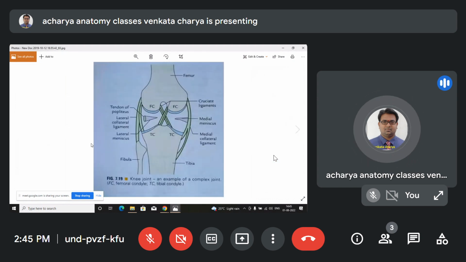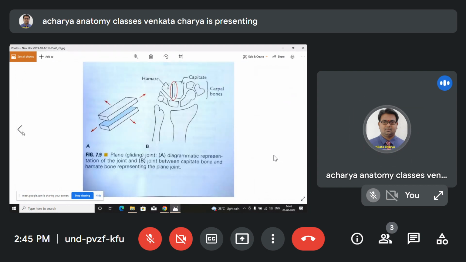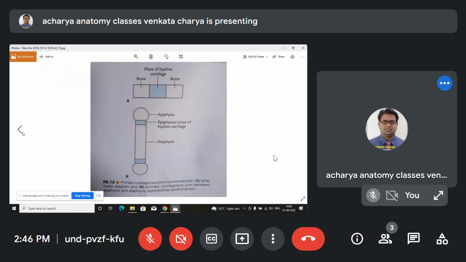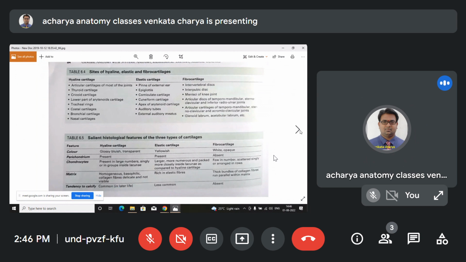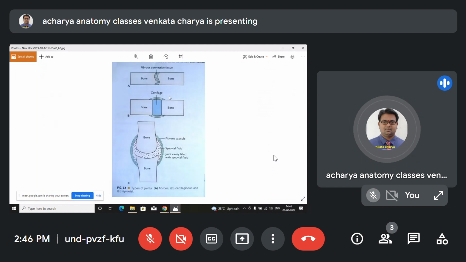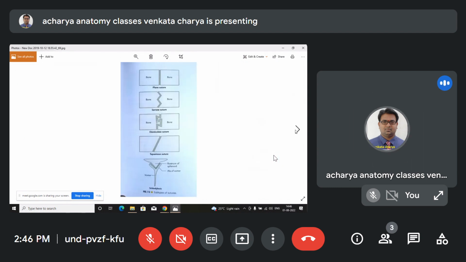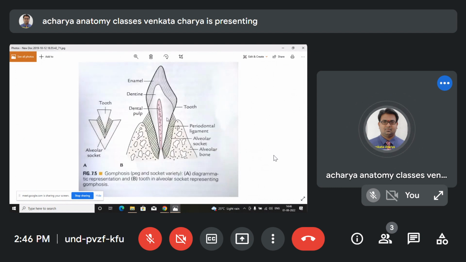Joints classification is a 10 marks question. So you must draw all the diagrams. See here, fibrous type, cartilaginous type, and synovial type. First diagram. Next diagram, suture types. Next, syndesmosis, gomphosis.